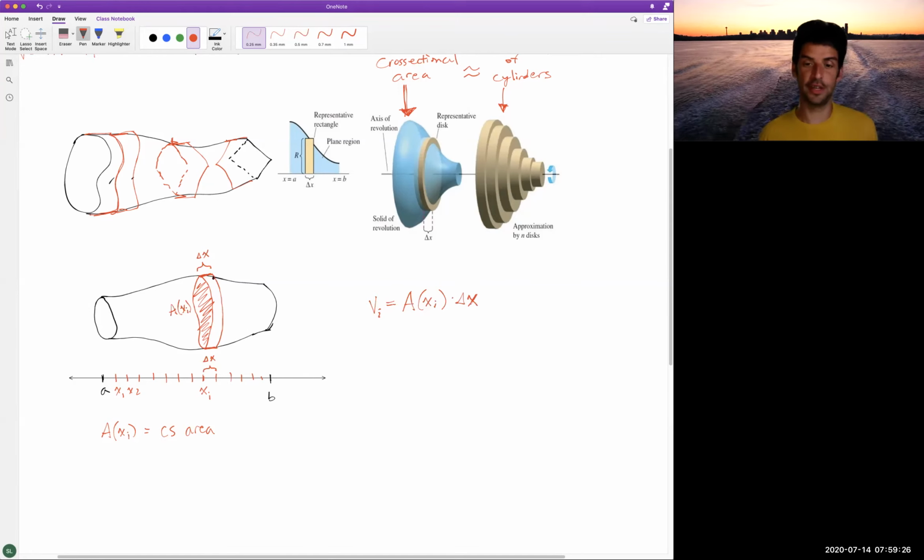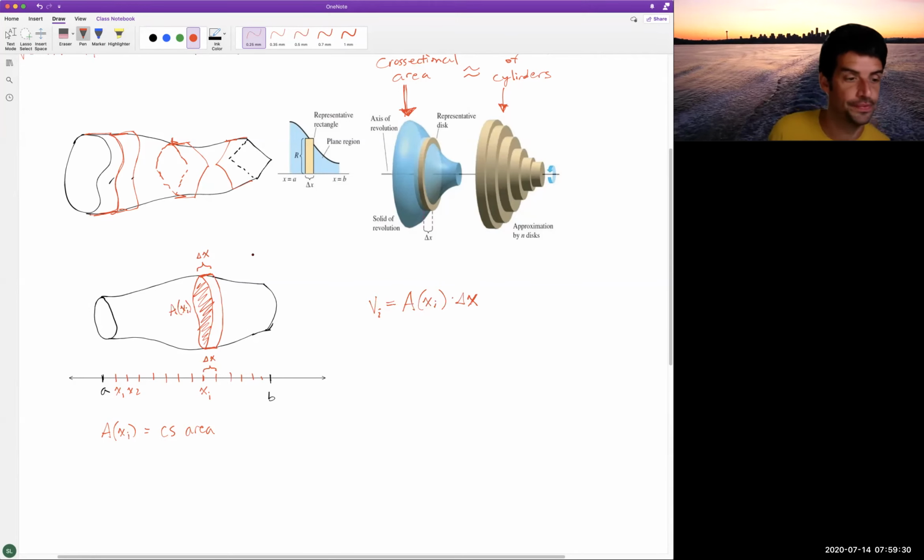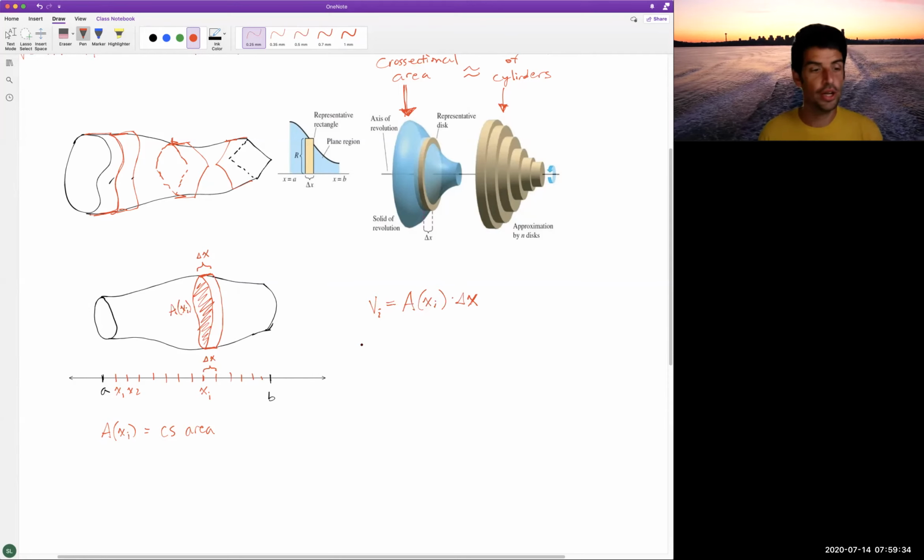That gives us the approximate volume of this shape over this interval. Now, what about the volume of the entire shape?